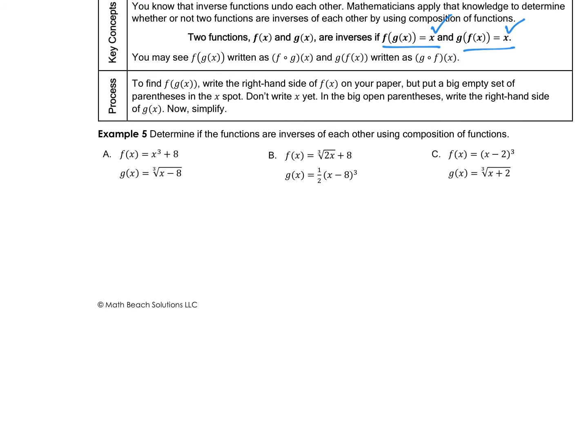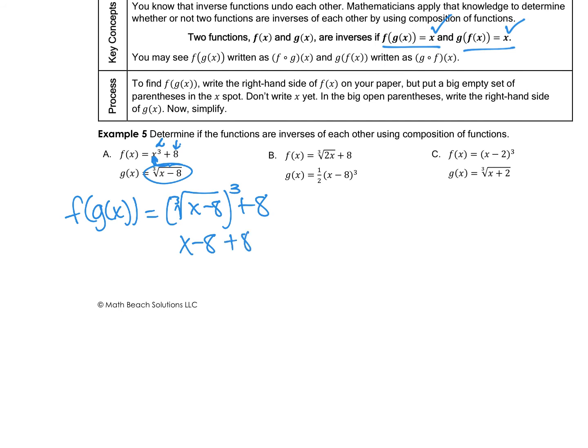All right, so we're going to take g and we're going to plug it in for x here. So I'm going to have cube root of x minus 8, and then it's cubed, plus 8. So again, I'm taking this, substituting it in for x. I have a cubed right here, and I have a plus 8. So that would be x minus 8 plus 8, which equals x. So that one works. Now I'll do the opposite.